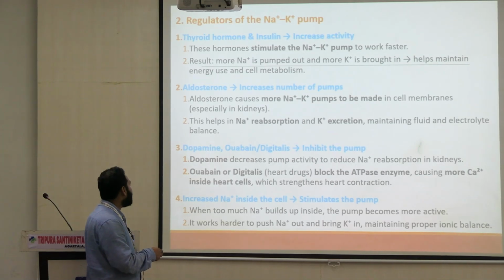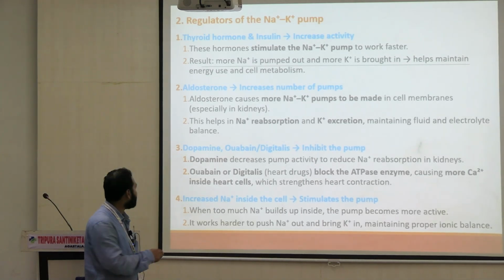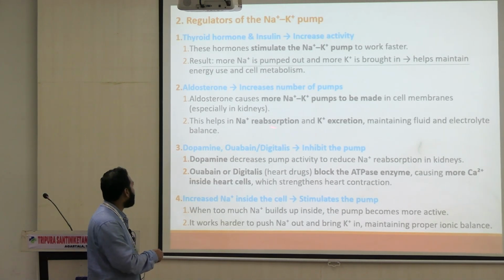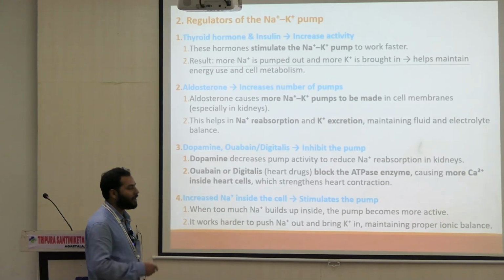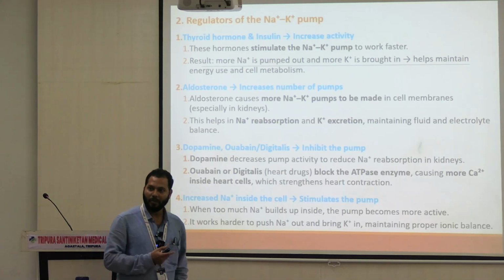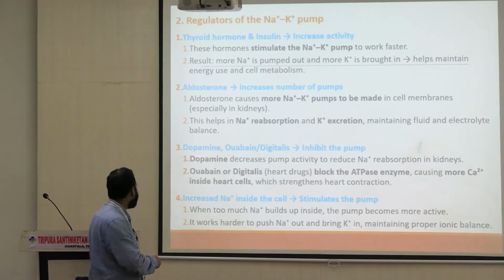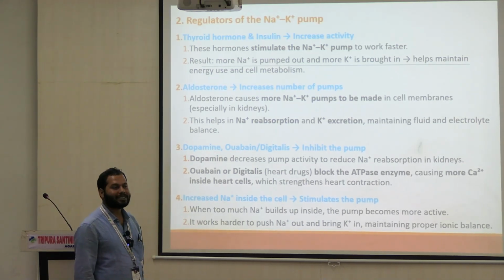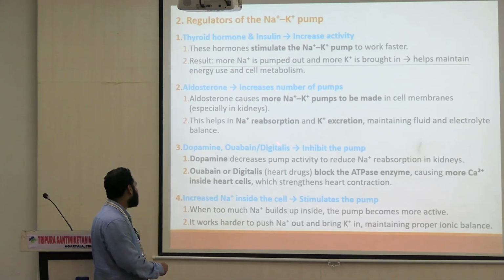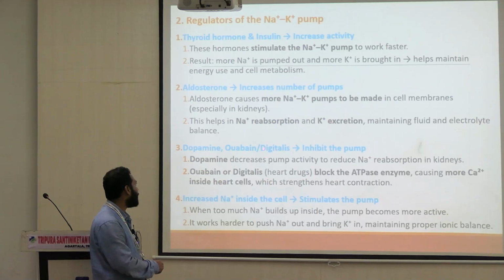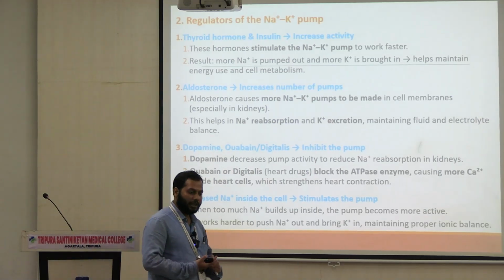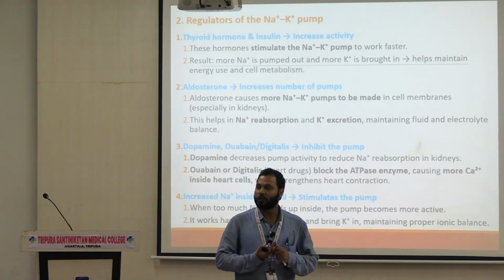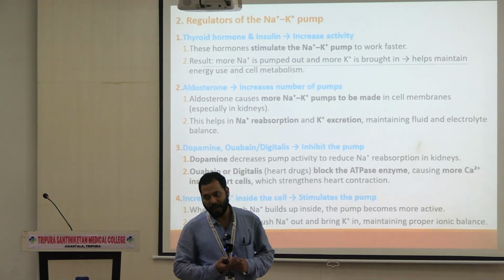You can see some specific portions of the body like the kidney. This helps in sodium reabsorption and potassium excretion, which helps to maintain fluid and electrolyte balance. That is very common in kidney cell membranes. And there are some neurotransmitters that also act as regulators of that pump, other than certain types of drugs, right? Both the neurotransmitters and drugs act as inhibitors of that pump, right? So these inhibitions of the activity of the pumps are also important to maintain the balance.